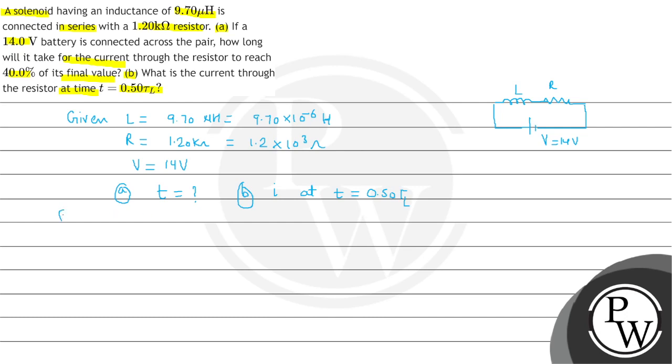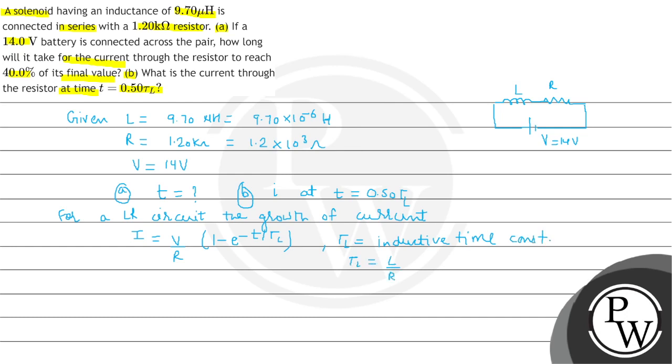Now for an LR circuit, the growth of current I is given by the following relationship: I is V by R times 1 minus e to the power minus t by tau L, where tau L is the inductive time constant and whose value is tau L equal to L by R.